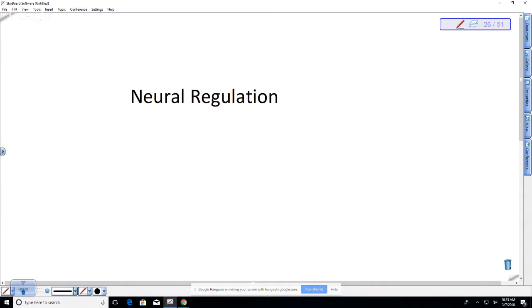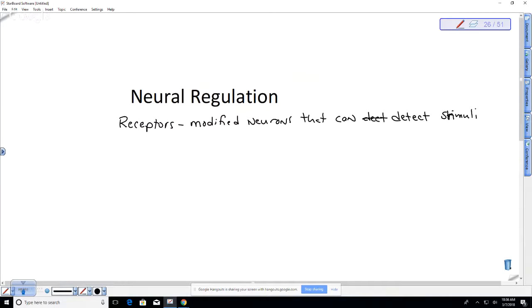So when we talk about neural regulation, we talk about receptors. Receptors are just modified neurons that can detect stimuli. There are two important types of receptors for the neural regulation of blood pressure. One is the baroreceptors.